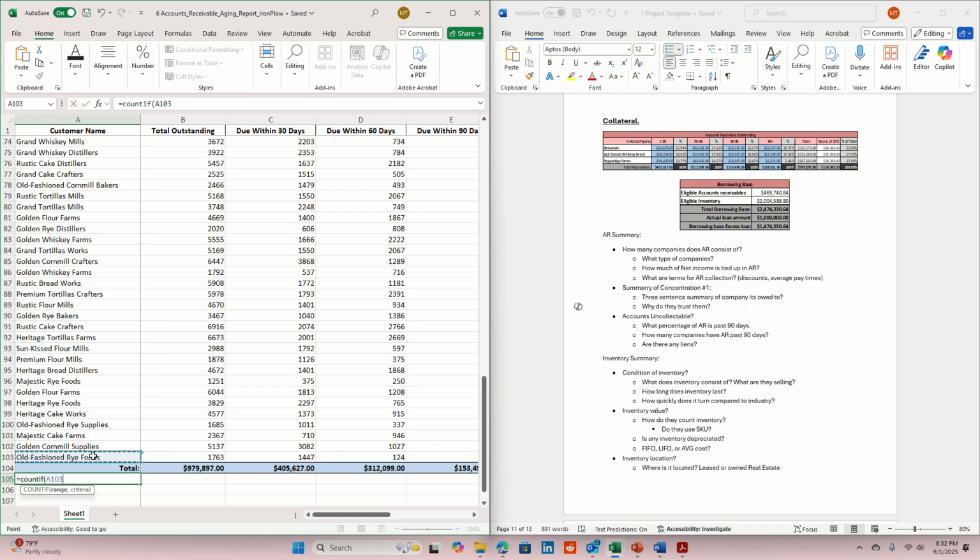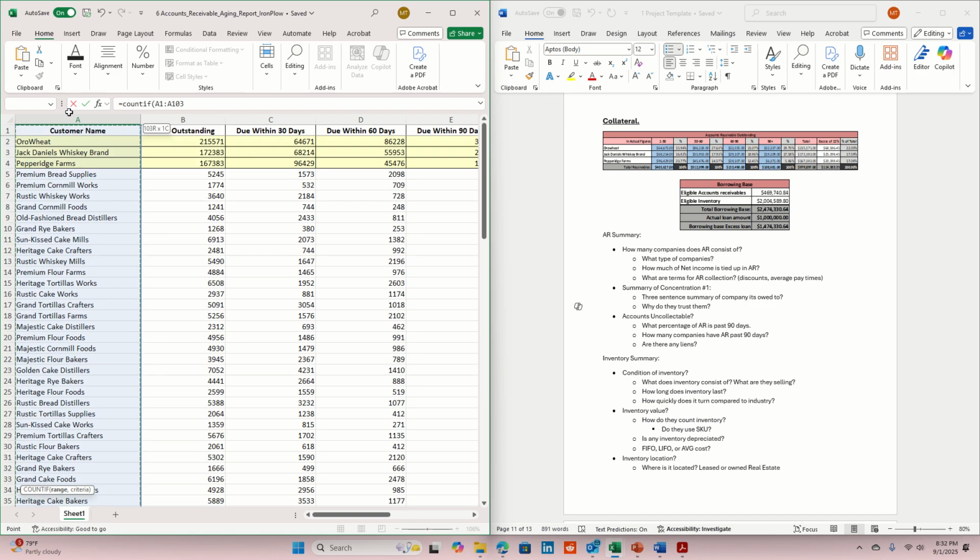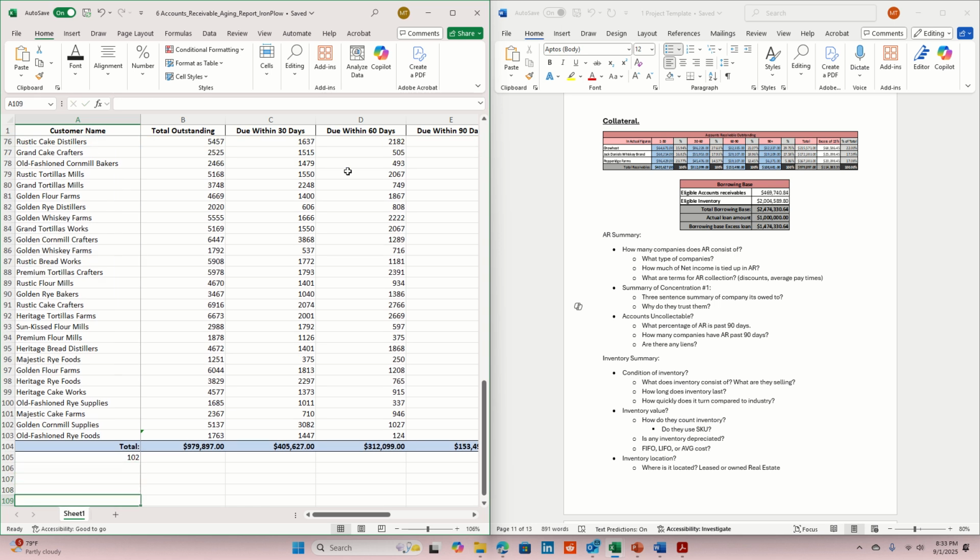open parentheses, then we're going to highlight all of the customers. Put a comma. Open quote, star, close quote. Close parentheses. And then if we click enter, what that'll do is it'll count all of the customers for us. This specific business has 102 customers.